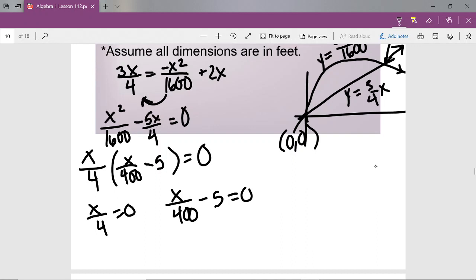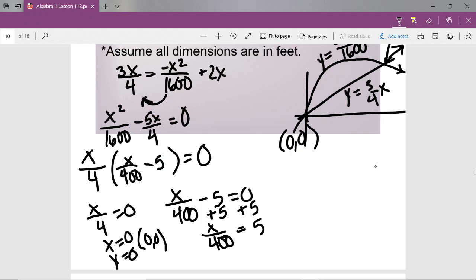Well, this one on the left gives me that x-intercept, or that origin point, because x equals 0, and when we plug it in, y will equal 0. But that's not really the one we want. We want the second one here. And I'm going to solve for x by adding 5. We get x over 400 equals 5, and then we're going to multiply by 400 on each side. Ends up giving us x equals 2,000.